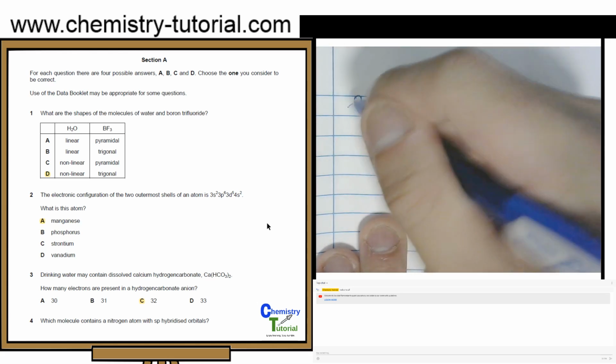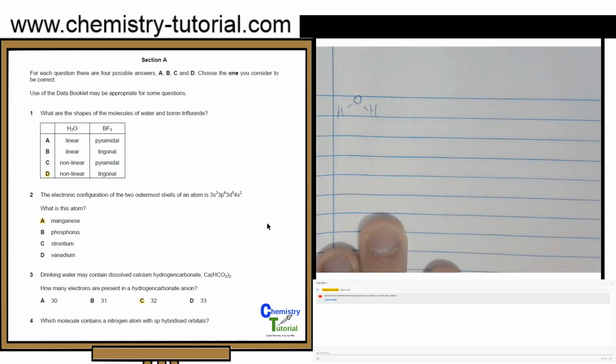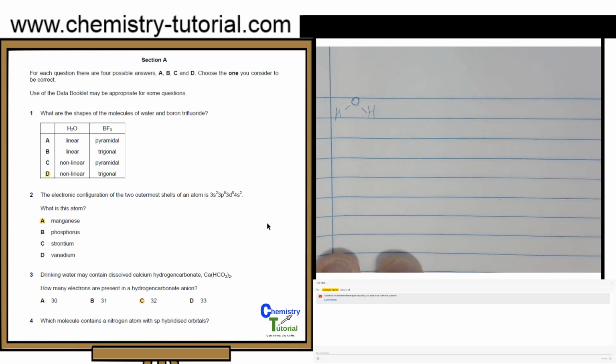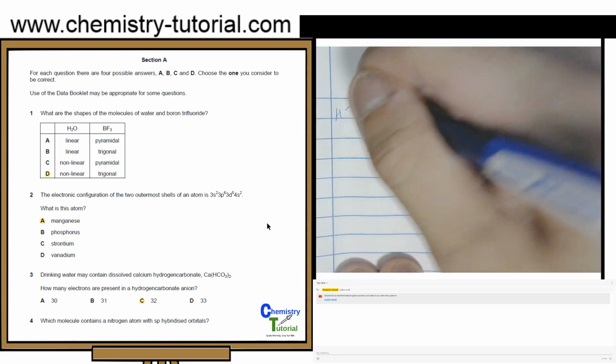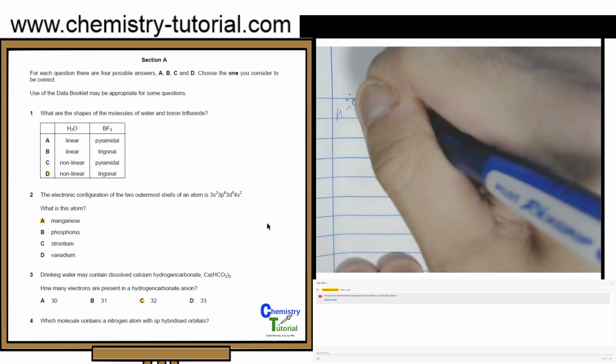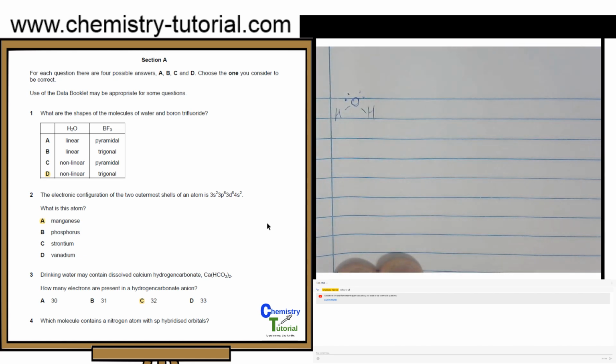So for water, I need to identify the central atom, which is oxygen in this case. Oxygen is in group 6, or sometimes people call it group 16. I prefer to call it group 6 because it's easier to remember the number of valence electrons, because group 1 has 1 valence electron, group 2 has 2 valence electrons, group 3 has 3 valence electrons, etc. So oxygen is in group 6, so it will have 6 valence electrons. Therefore in this case, it will have 2 lone pairs.